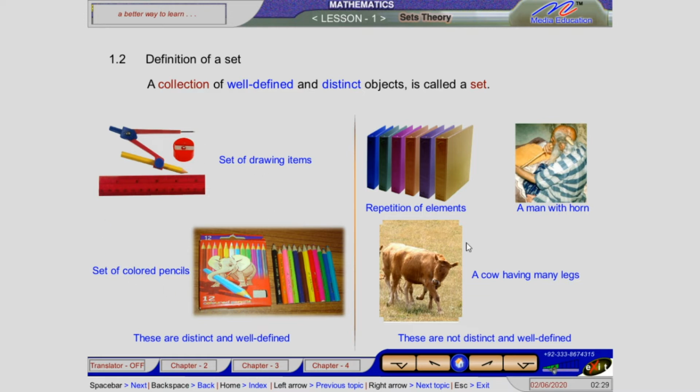On the other hand, when there is a repetition of the same element, it is not considered a set. A man with horn is not well-defined. A cow having many legs is not a well-defined object. So we can say that these are not sets.